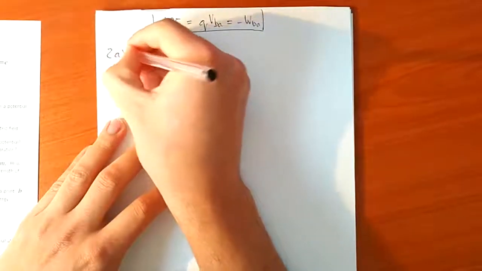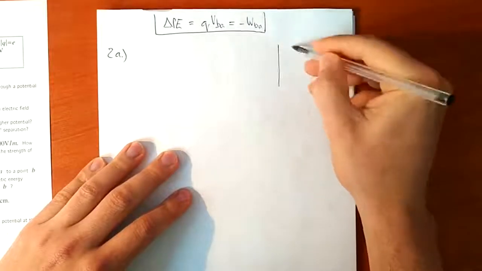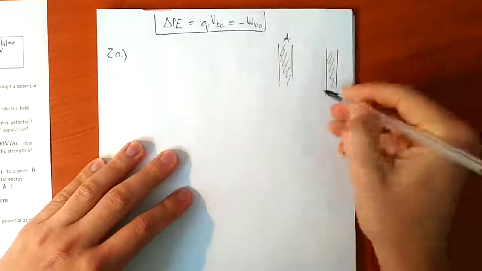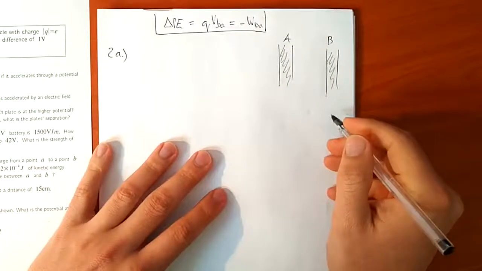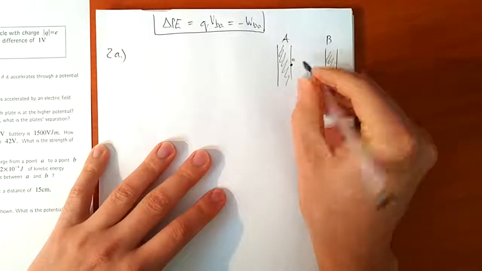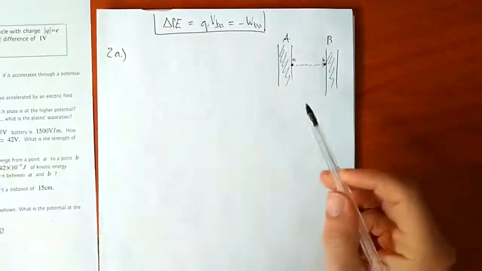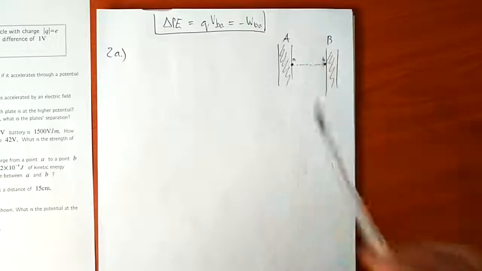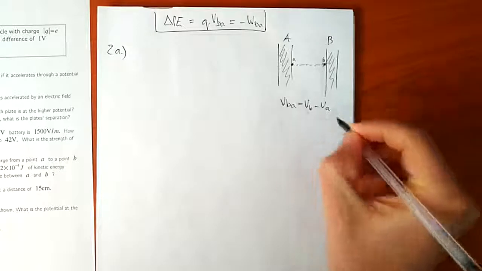Okay, so this is question 2A. Let's start by making a little sketch of what's happening. We've got our two plates. This is plate A. This is plate B. And an electron is accelerated between the two plates from plate A to plate B. So let's say it starts there at A and it goes to point B. Now it asks what is the potential difference. So we're after this VBA, which is equal to VB minus VA.